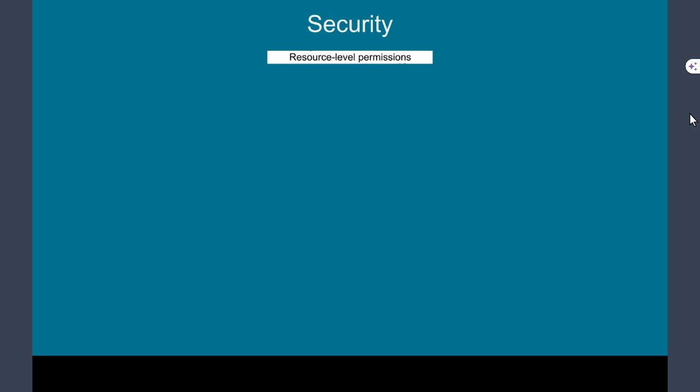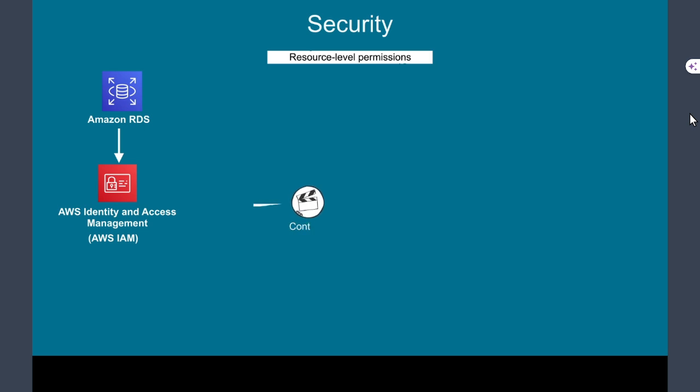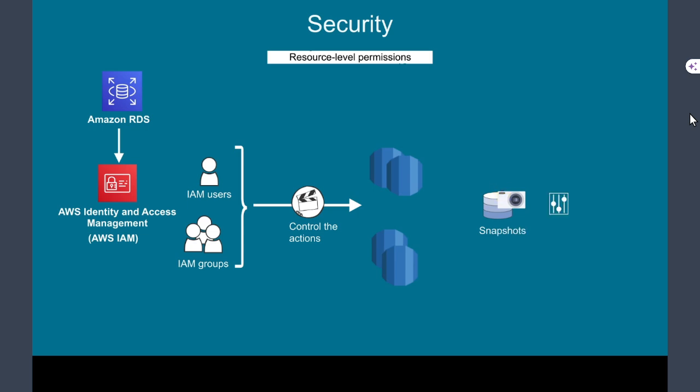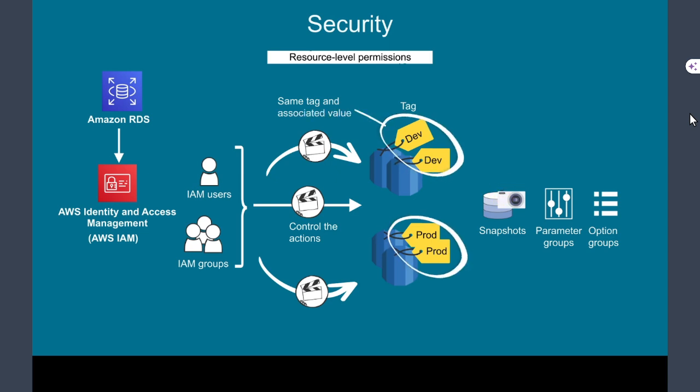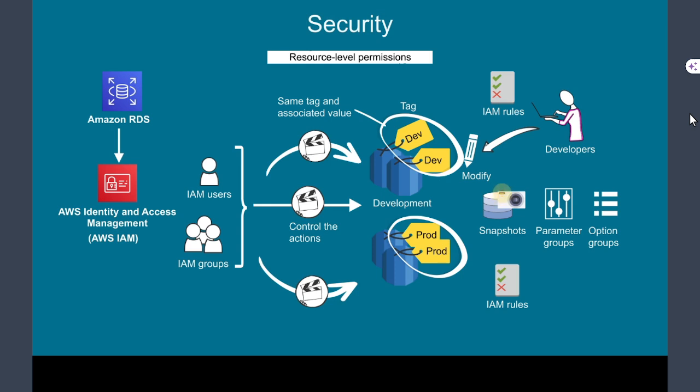Resource level permissions. Amazon RDS is integrated with AWS Identity and Access Management, AWS IAM. It provides you the ability to control the actions that your AWS IAM users and groups can take on specific Amazon RDS resources, from database instances through snapshots, parameter groups, and option groups. You can also tag your Amazon RDS resources and control the actions that your IAM users and groups can take on groups of resources that have the same tag and associated value. For example, you can configure your IAM rules to ensure developers are able to modify development database instances, but only database administrators can make changes to production database instances.